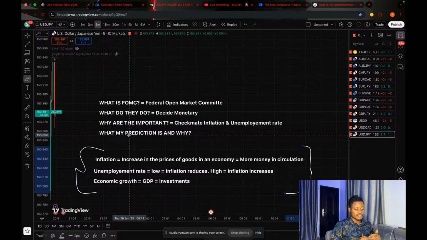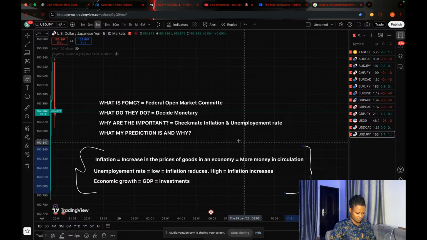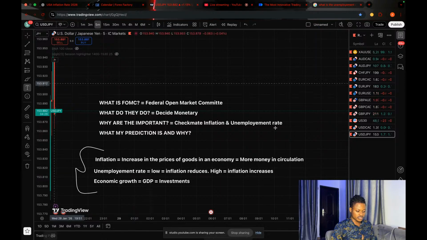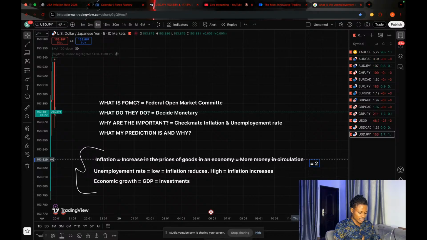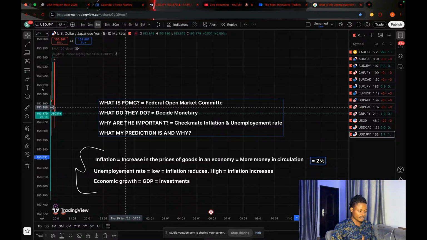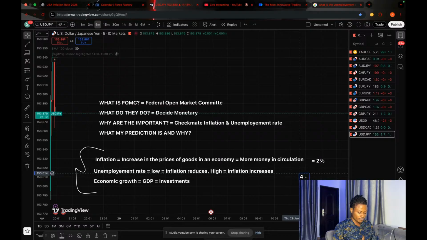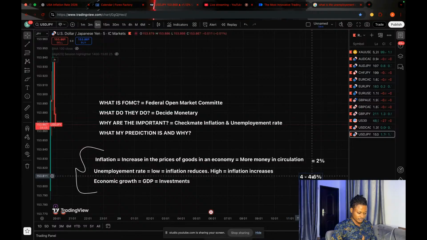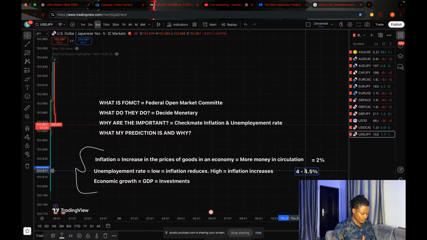If unemployment rate is high, they just keep doing these things to keep the inflation rate at a certain level. So in the United States, the ideal inflation rate which the Fed wants is 2%. They want to keep inflation at around 2%. That is what the Fed wants to do in the United States. Then unemployment rate, they want to keep it within 4 to 4.5%. This is their target for inflation, and this is their target for unemployment rate.